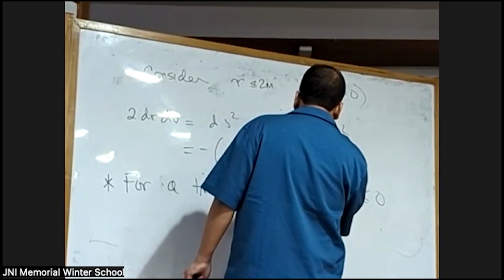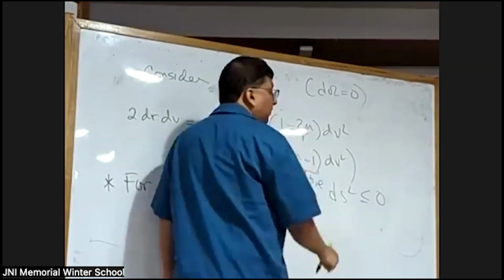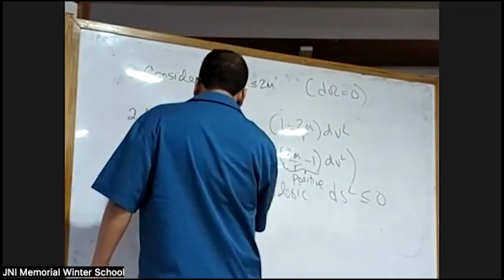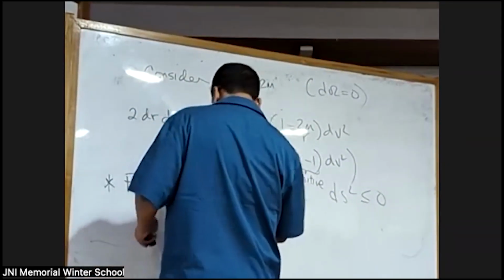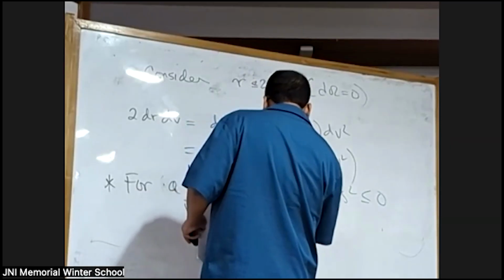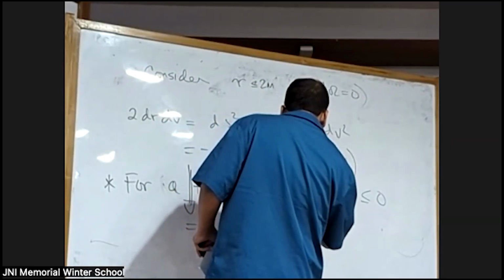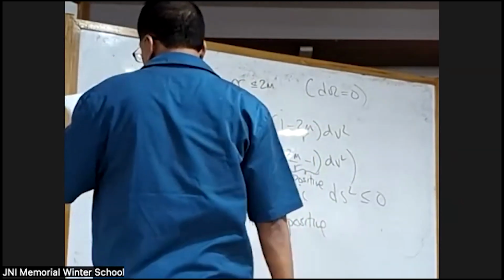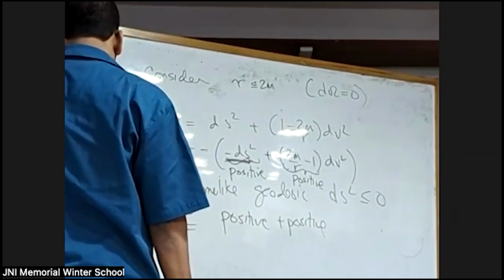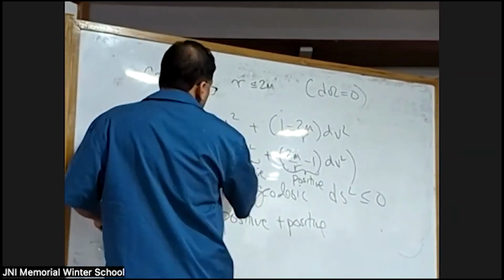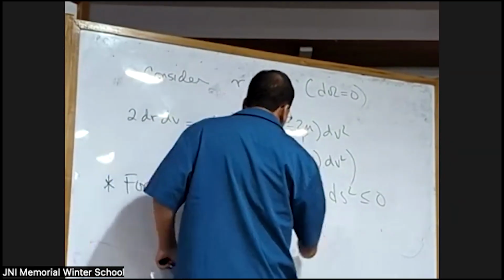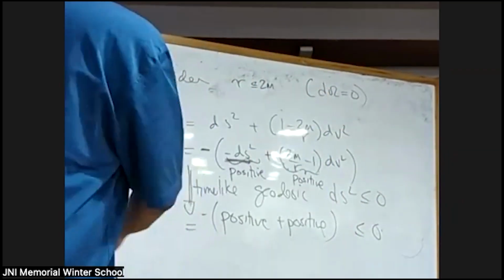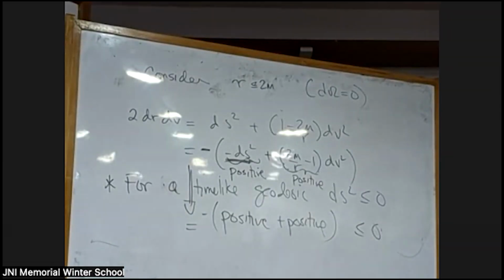This is also positive, and dv squared, well, it's a square, so it's also positive. So then this is equal to something positive plus something positive. So that means 2 dr dv is, oh, and then we have, okay, so there's a negative sign. So this part is positive. So a negative of a positive means this whole thing is less than or equal to 0.